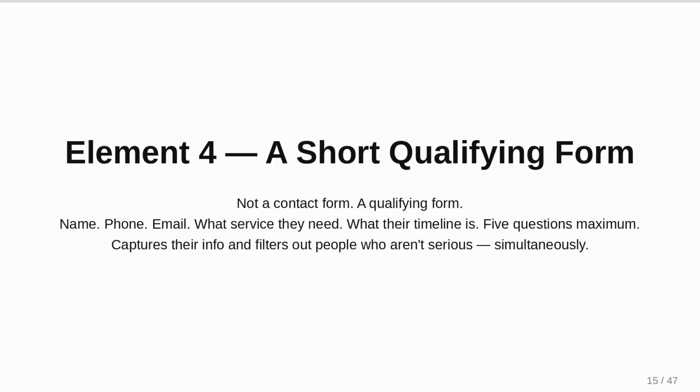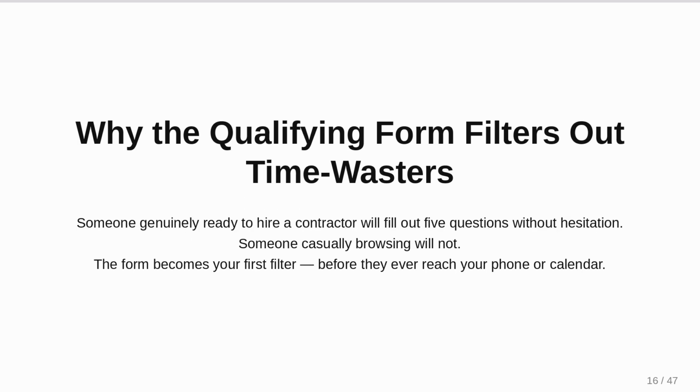Element 4 is a short qualifying form, not a contact form, a qualifying form. Name, phone, email, what service they need, what their timeline is. 5 questions maximum. This form does 2 things simultaneously. It captures their information so you can follow up even if they don't immediately book, and it filters out people who aren't serious, because someone who is genuinely ready to hire a contractor will fill out 5 questions without hesitation.